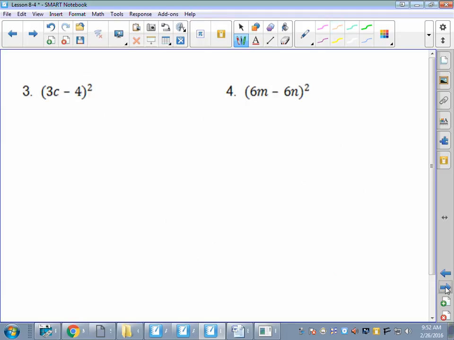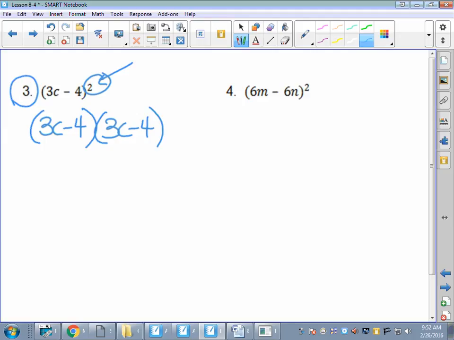So let's do problem number 3. 4 is a lot like number 2, only with the minus. So just use your m's and n's just like we did those x's and y's. I've got this second power, so I've got a 3c minus 4, 3c minus 4. Write it out 2 times. Let's do some FOILing. So 3c times 3c, 9c to the second.